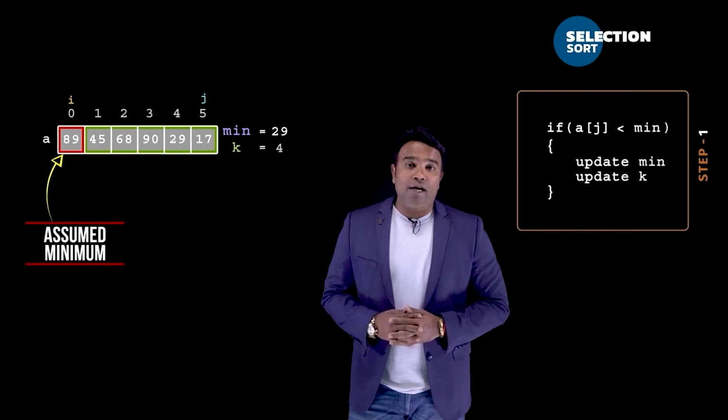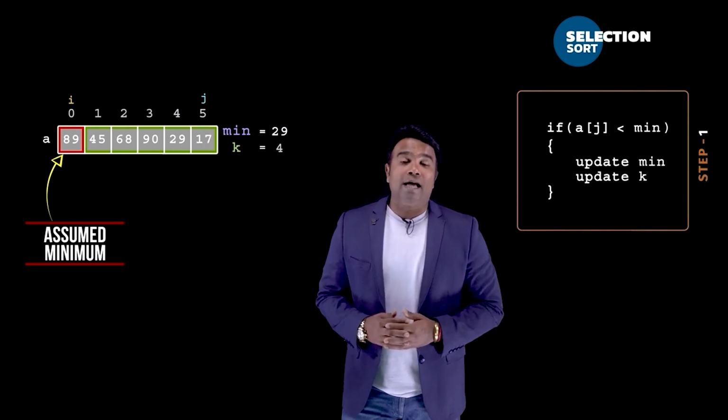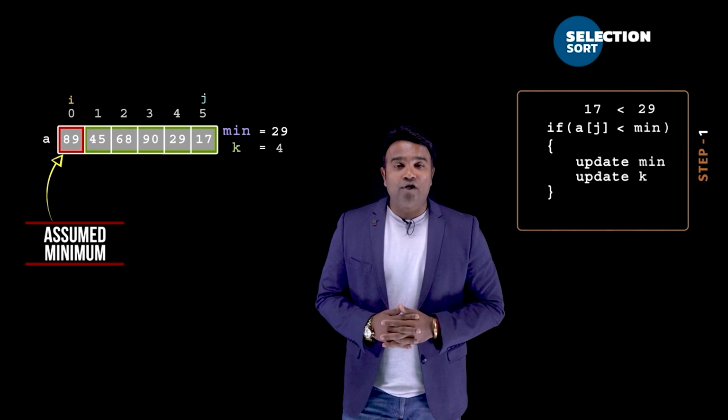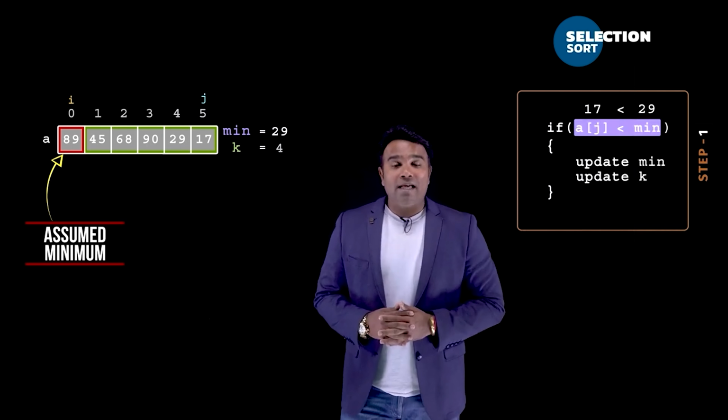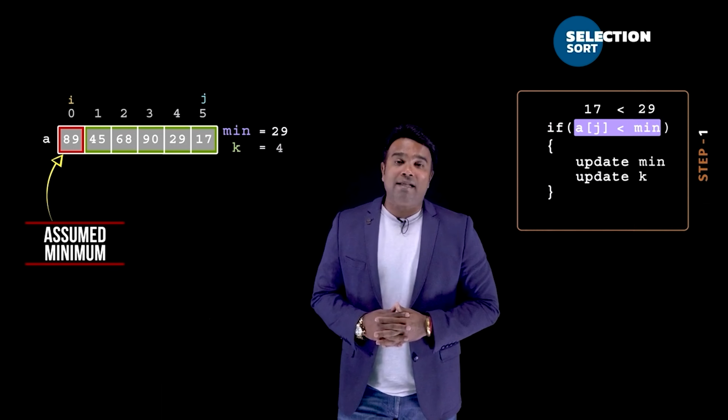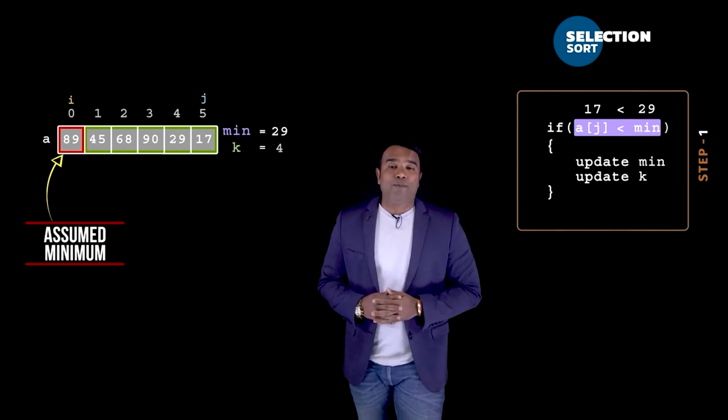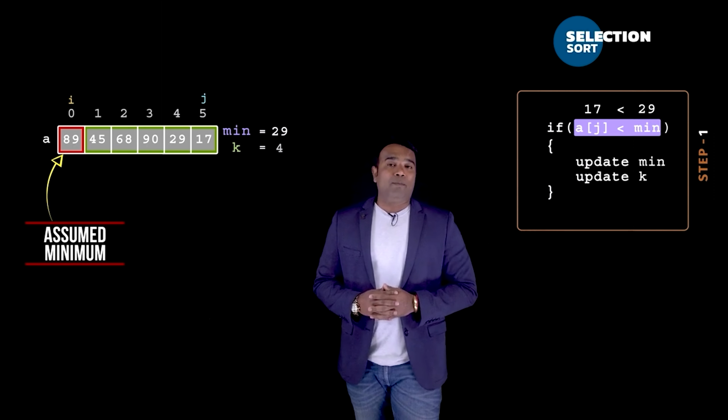And then again I will have to proceed by incrementing j. And this time my a of j happens to be 17. Is a of j lesser than the minimum? Yes, because you know that 17 is lesser than 29, and hence obviously the condition is satisfied, which means that I will have to update again my minimum and k.